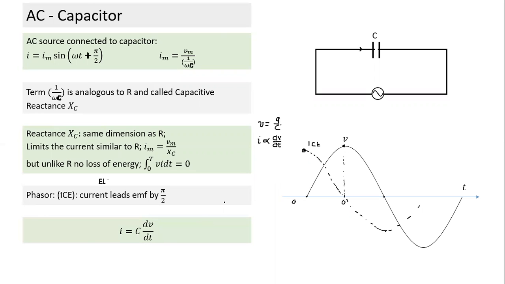I is equal to C dV by dt. Positive slope, negative slope. Wherever the slope is positive, current is positive. Wherever the slope is negative, current will be negative. When the slope is maximum, current is maximum.